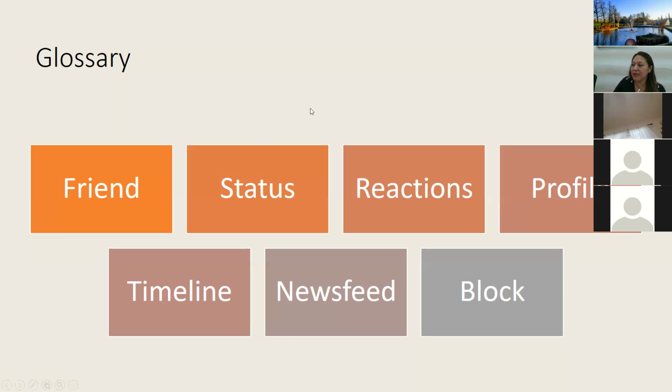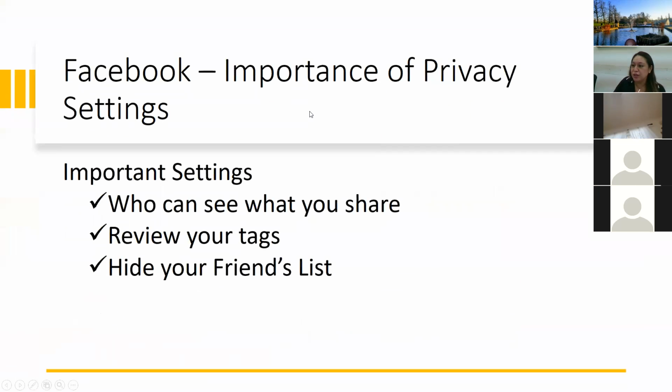But why is it important that we look at Facebook as an example for internet interaction, right? Because Facebook gives us a very good example of the importance of privacy settings, right? Facebook gives us the ability to set important settings that can protect our identity.